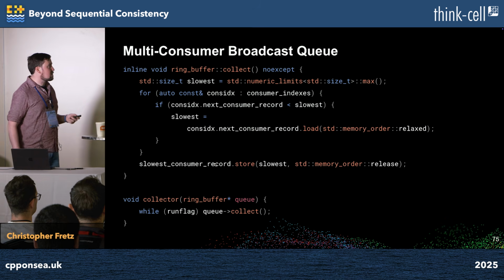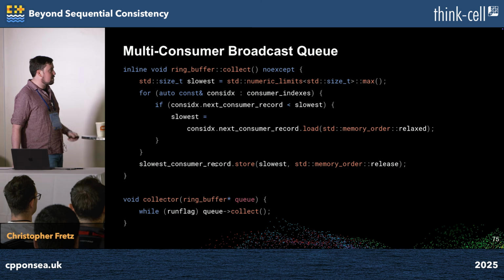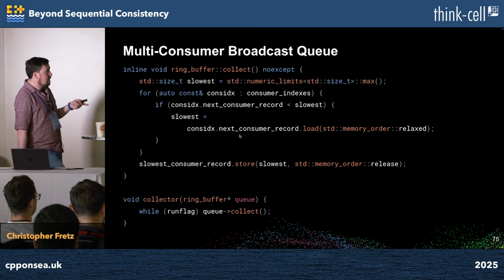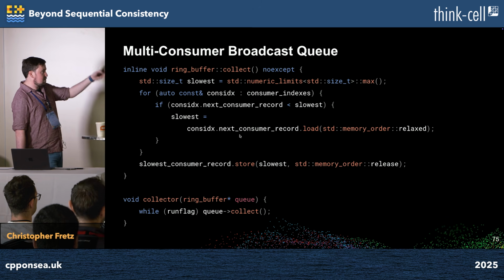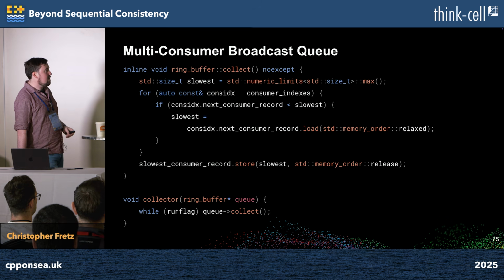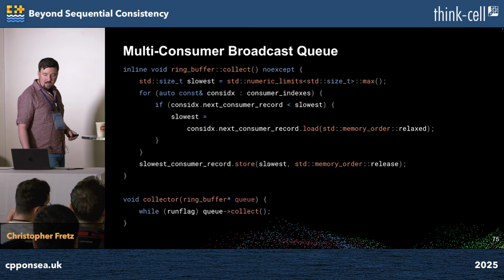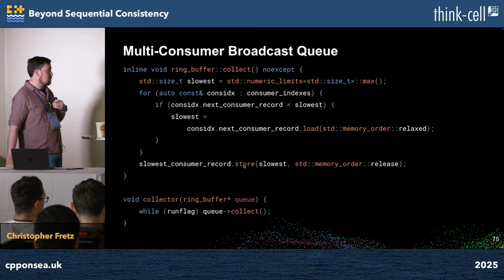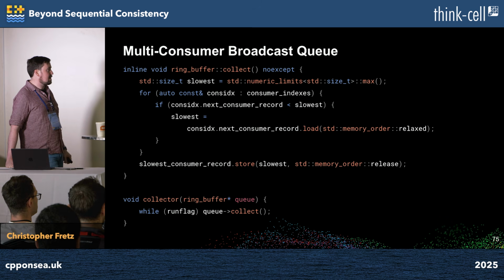In terms of the collect function itself, it's very straightforward. We just start with numeric limits, max size_t, and then we spin over all the consumers to figure out which one is the slowest. Whatever is the lowest value that we see, we take that and store it back into the collector pointer, or the collector index, so that the producer knows where it can go.